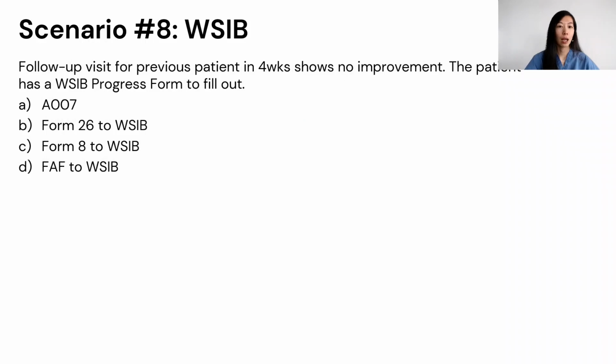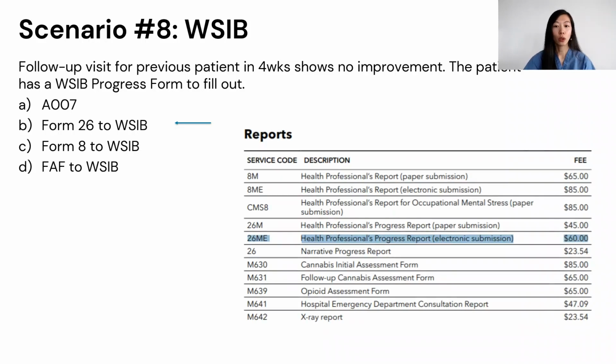Okay, another WSIB case. So let's say you have a follow-up visit with the previous patient in 4 weeks, and this shows no improvement. The patient has a WSIB progress form to fill out. What would you bill? So the answer to this is actually B. A lot of people get this wrong because I actually didn't talk about it in my lecture, but I wanted to give this as an example because notice how the patient shows no improvement. If they were showing improvement, then maybe an FAF form would be relevant. But here is the screenshot from the WSIB billing schedule of benefits, and it shows you what that form is. It's just the progress report, and it pays about $60.